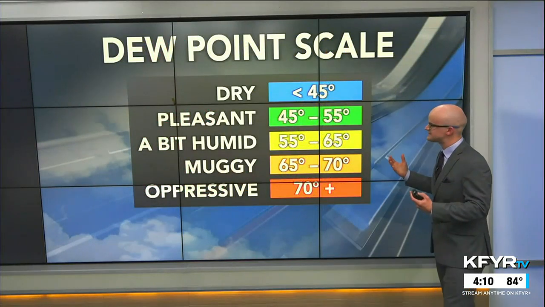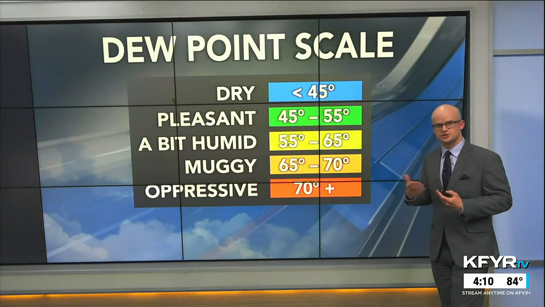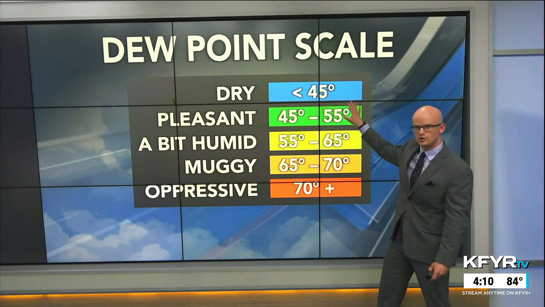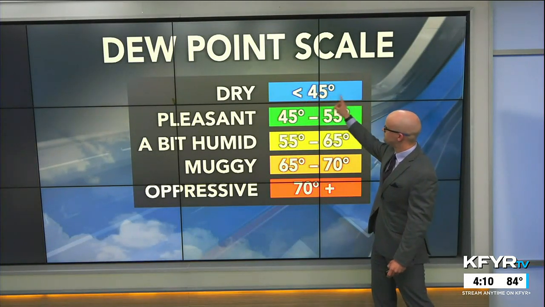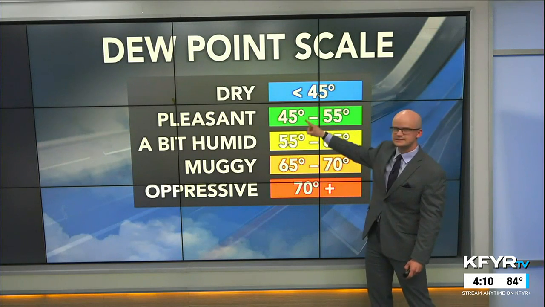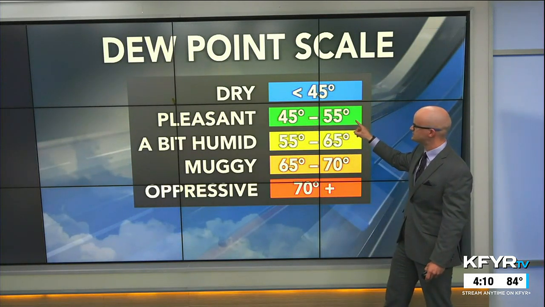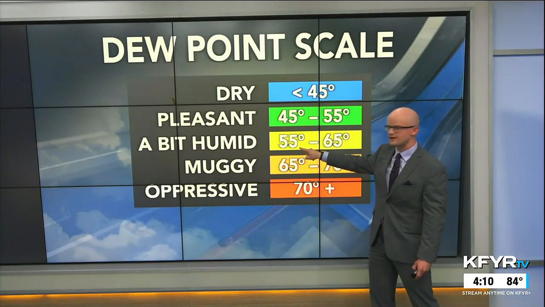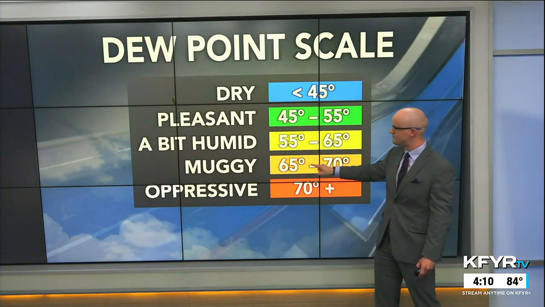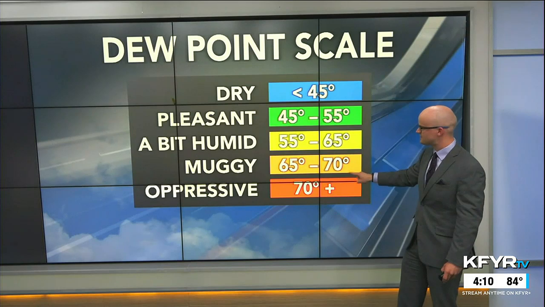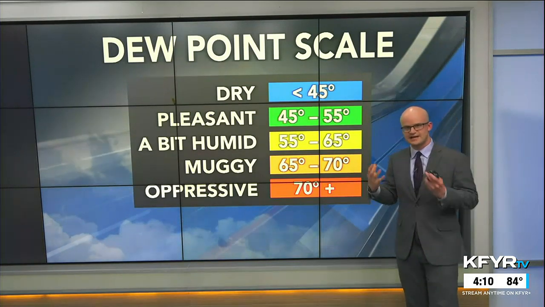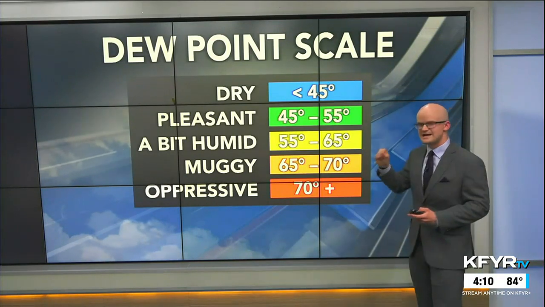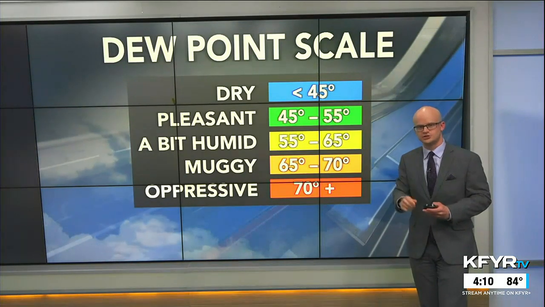So the dew point scale that you might have seen us use on air is this 5-point scale. Dry air, not a whole lot of moisture in the atmosphere, is a dew point less than 45 degrees. Pleasant air is still between 45 and 55 degree dew point. It's a bit humid when we have dew points between 55 and 65, muggy between 65 and 70, and downright oppressive, that air you can wear, when dew points are more than 70 degrees. Remember, dew point, an absolute measure of the amount of moisture in the atmosphere.